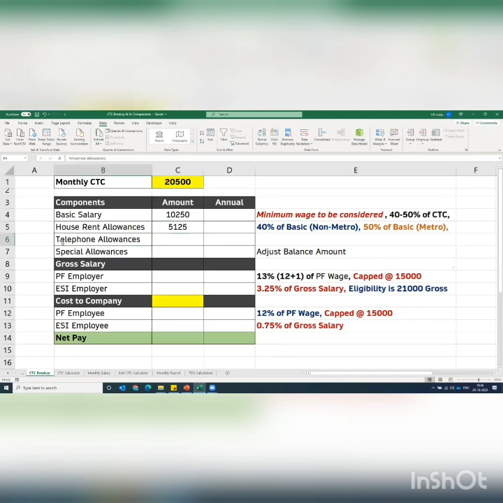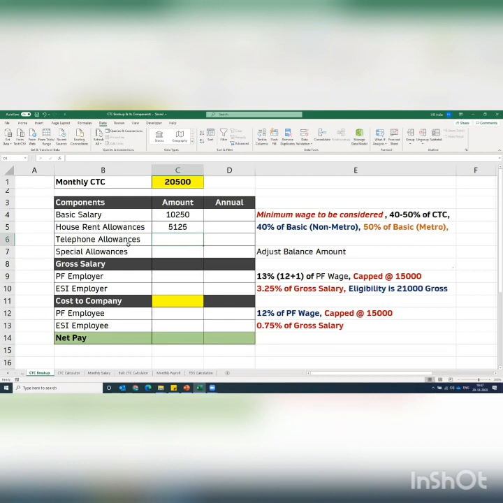Then we have other allowances named as the telephone allowance. Telephone allowance is exempted up to the actual expenditure. Whatever allowance you have given to the employee, the tax exemption is applicable on the actual expenditure done for this specific allowance, right? Up to that amount, it would be tax exempted. There is no percentage criteria given for this kind of allowance.